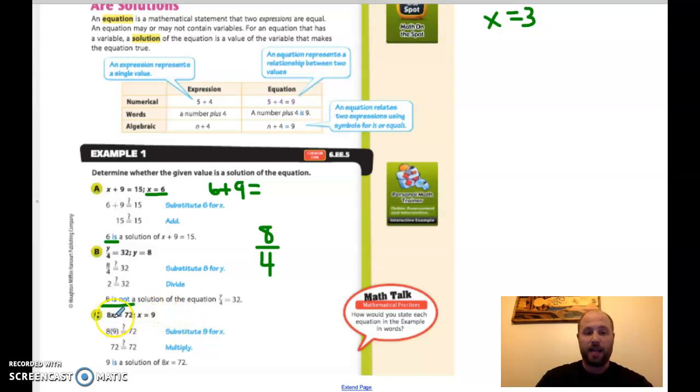Okay, last one, 8x. Remember, it's being multiplied, equals 72, x equals 9. So now we'll just go 8 times 9. We're plugging 9 in for x. 8 times 9 is 72.